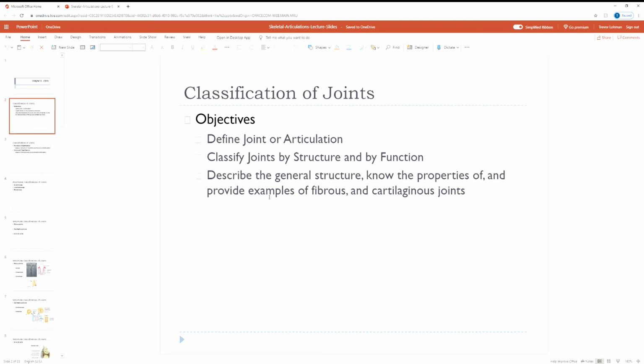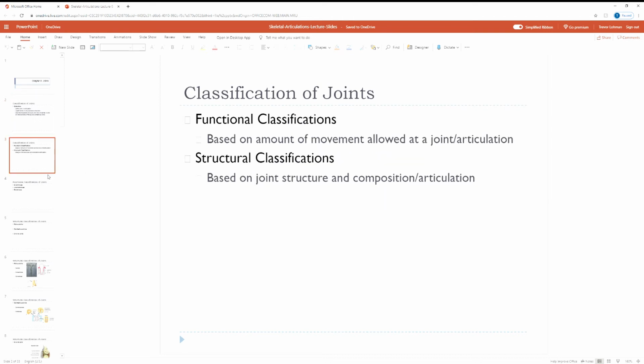We're going to classify joints based on their structure and their function. Structure just means, what are they made out of? What are some structural characteristics of the joint that might make it fit into a certain category? And then we also look at their function, which in the case of joints, we're just really talking about how much movement occurs at the joints. And then we're going to look at some general structures of some various joint types. So let's jump into the classifications.